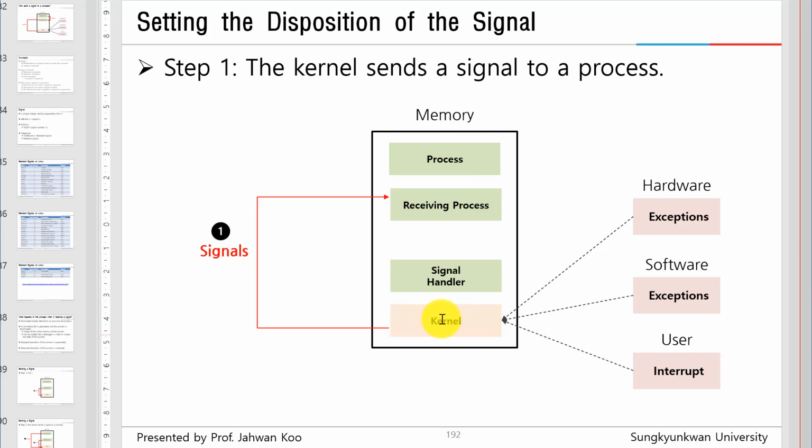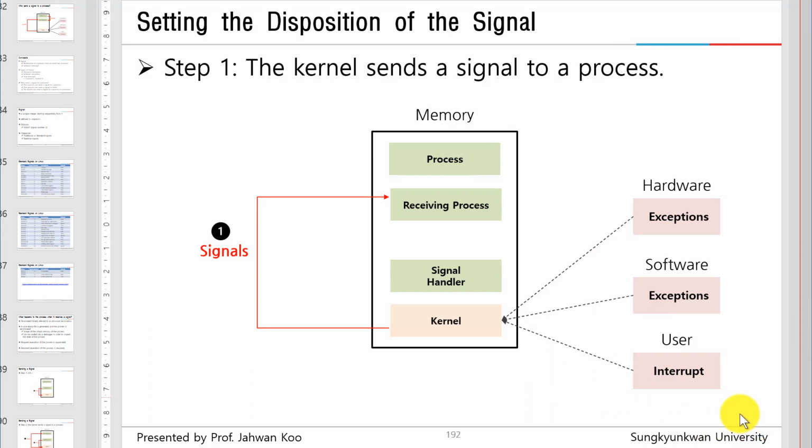Generally, the kernel can send a signal to a process or processes when an event occurs on your system, including hardware exception, software exception, and user interrupt.